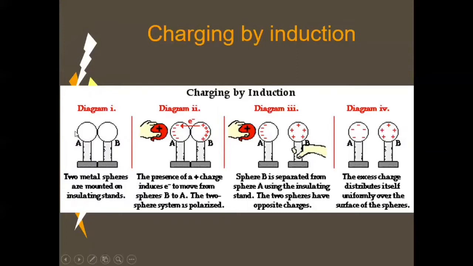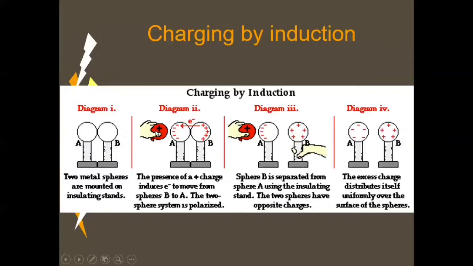We have two metal spheres that have insulating stands. These stands are insulating because we don't want any charges to flow down to the bottom. We only want charges to remain on the metal conducting spheres. These two are joined together. Now, we brought a balloon which was positively charged, or any object which was positively charged.